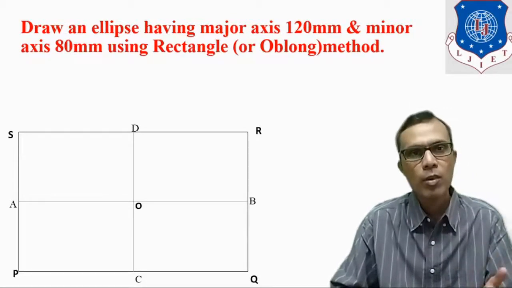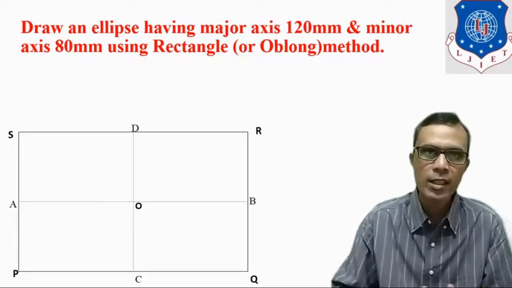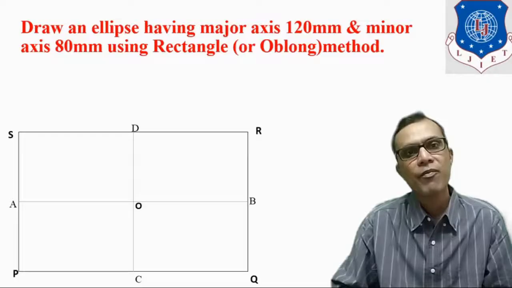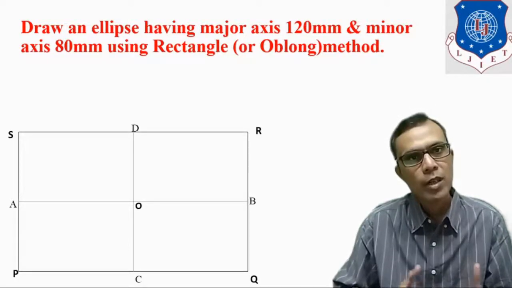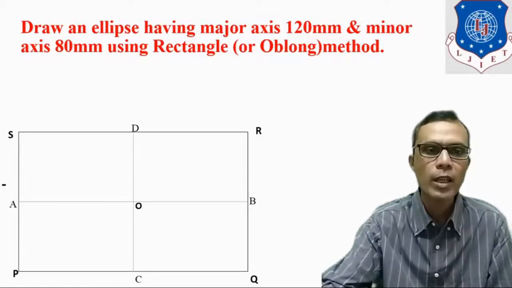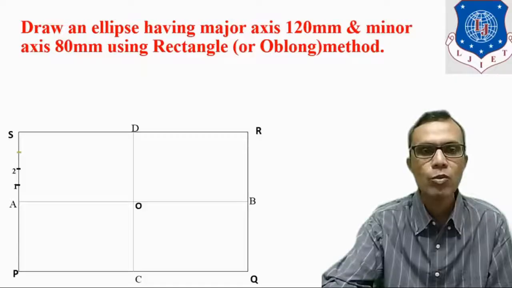Here, half of the minor axis is 40, and half of the major axis is 60 mm. So it would be very convenient to divide them into 4 equal parts. So let us divide the AS and AO parts into 4 equal divisions and write down the division numbers 1, 2, 3, 4.